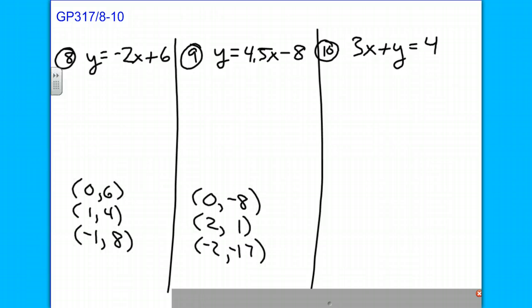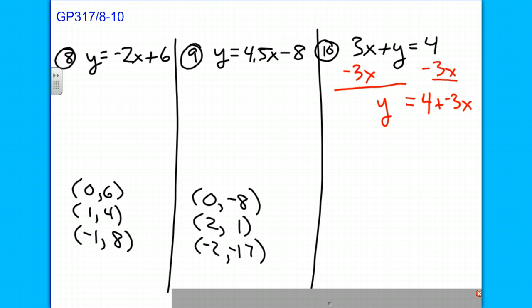First you have to subtract 3x. Good job. So subtract 3x. Be super careful about like terms now, right? What do you have left? y equals 4 plus negative 3x. That's one way to say it, right? Or 4 minus 3x, you could say.